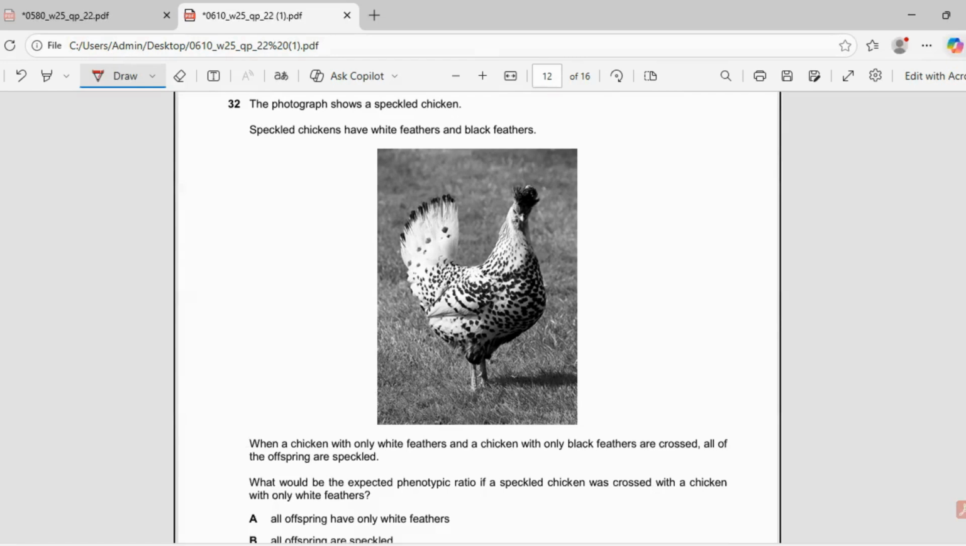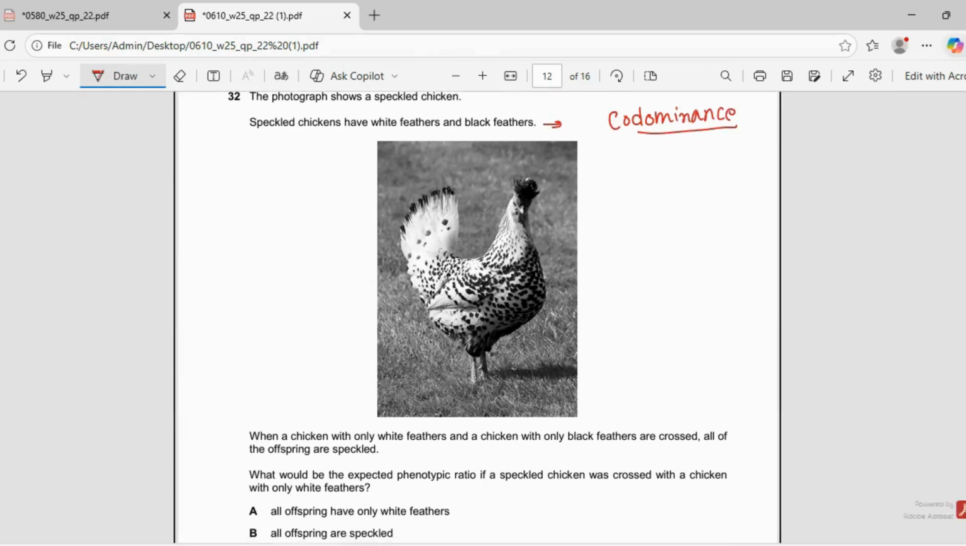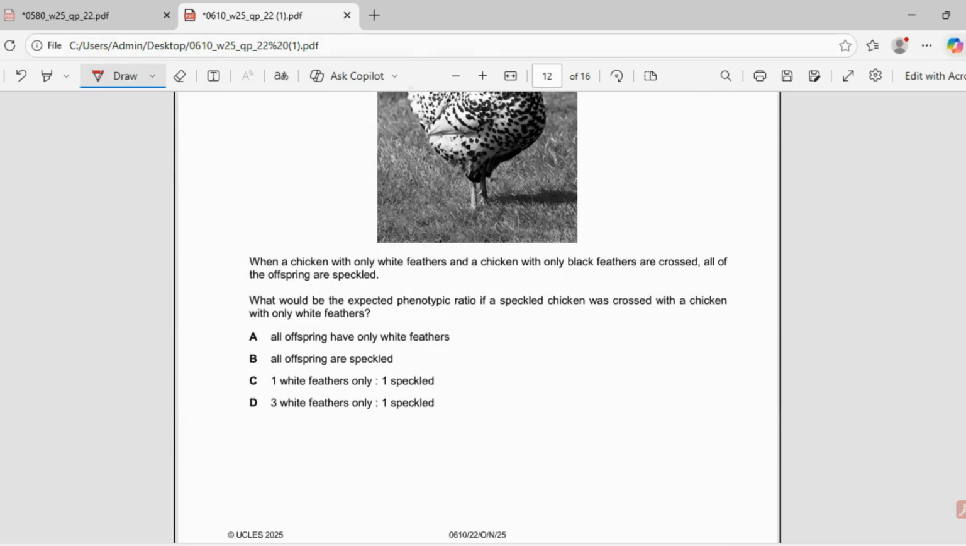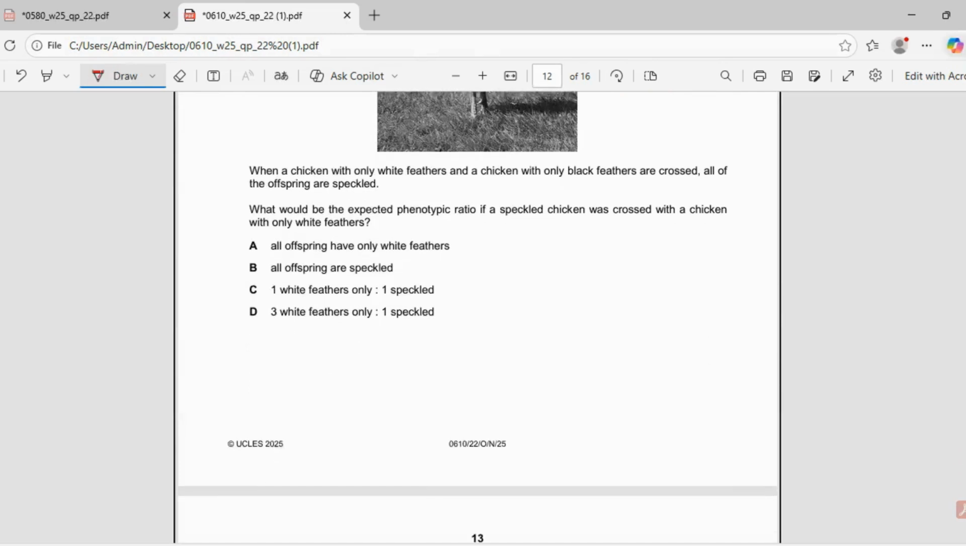Next is a question from genetics. Be very careful. The photograph shows a speckled chicken. Speckled chickens have white feathers and black feathers. In this phenomenon, none of the characters is totally dominant, which means they show codominance. When a chicken with only white feathers and a chicken with only black feathers are crossed, the offspring are speckled. That means they are codominant.